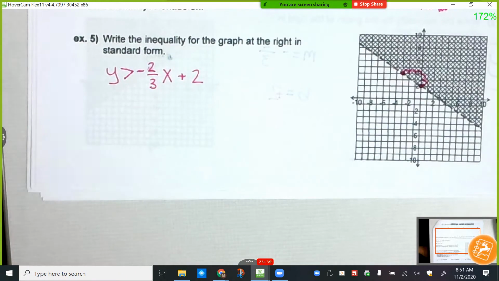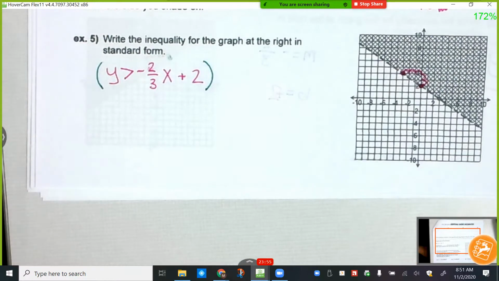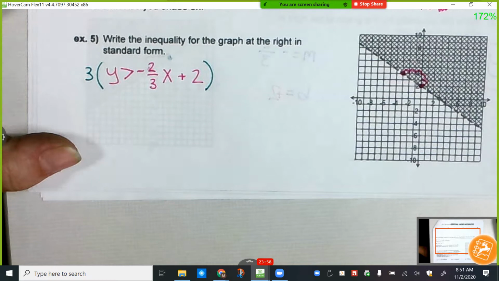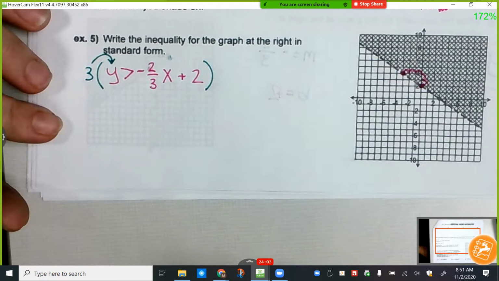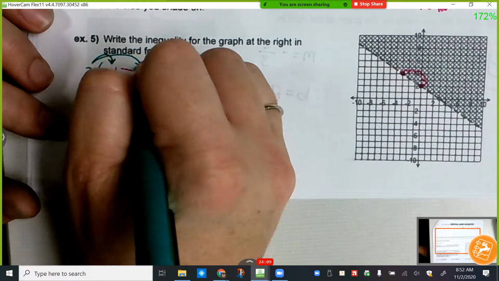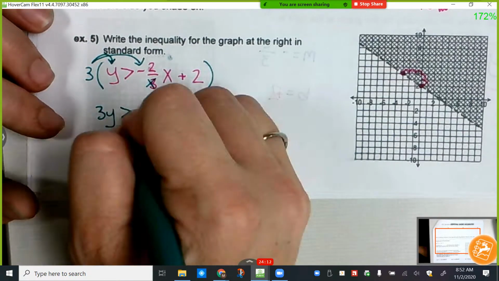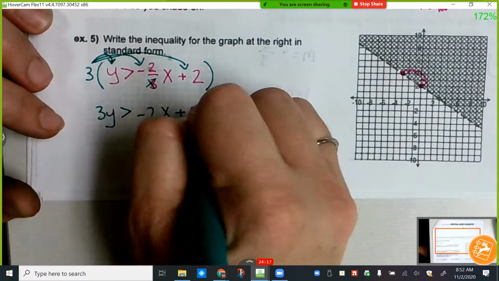Now, does standard form ever have fractions? Have y'all ever seen a fraction in standard form? No. So I know I have to get rid of my fraction. How do I get rid of a divide by 3 in my fraction? Multiply by 3, but I have to do it to the whole equation, or inequality, or it's not equal anymore. So when I put a 3 here, I'm going to distribute that 3. 3 times y is what? 3y. Bring down my symbol. Now 3 times this, doesn't it just cancel the denominator? And I still have -2x. And then 3 times +2 is +6.